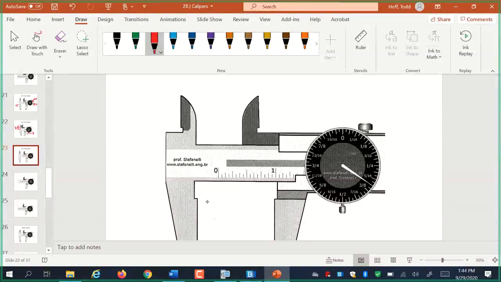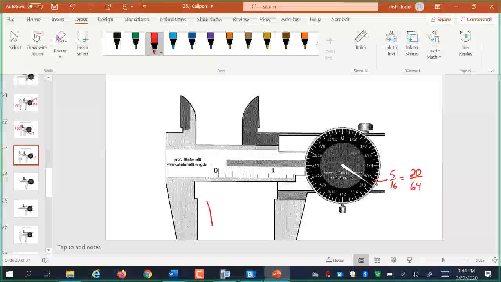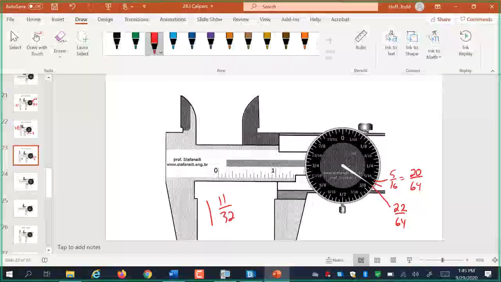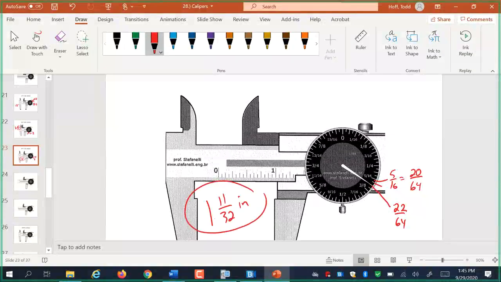So this is 1 whole inch. 5/16 would be 20 64ths. 21, 22, it is dead on 22 64ths, which reduces to 11 32nds. So 1 and 11 32nds of an inch.